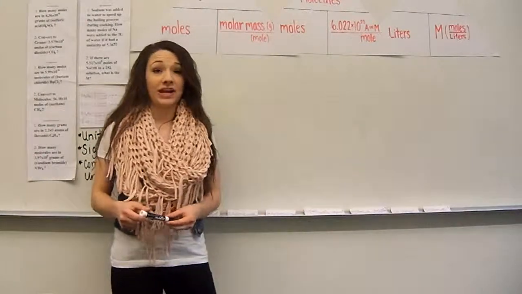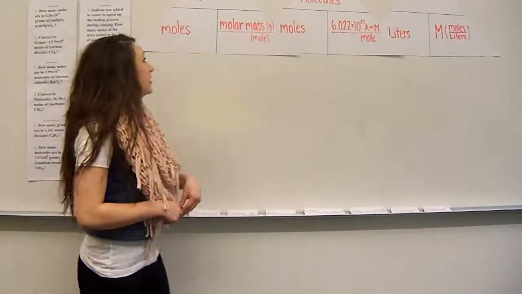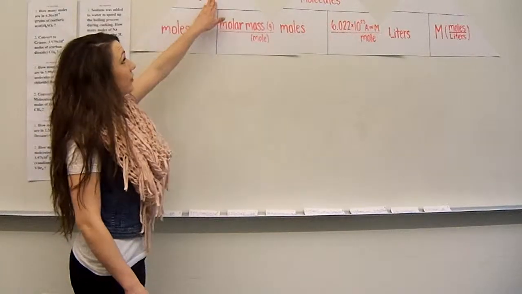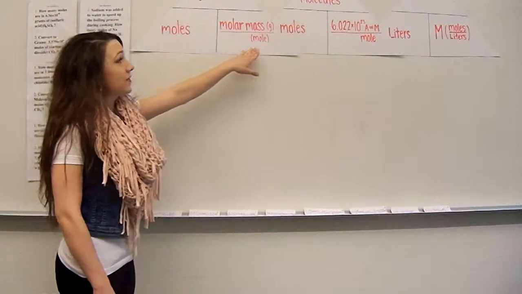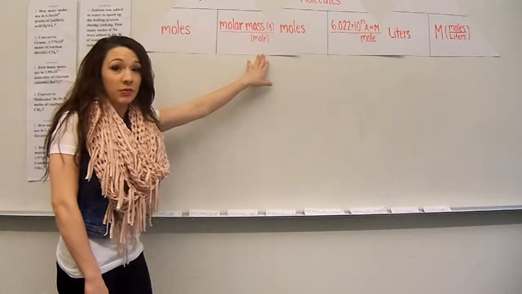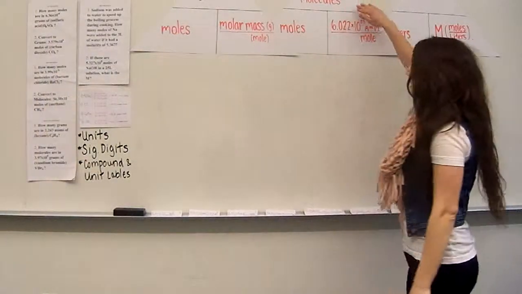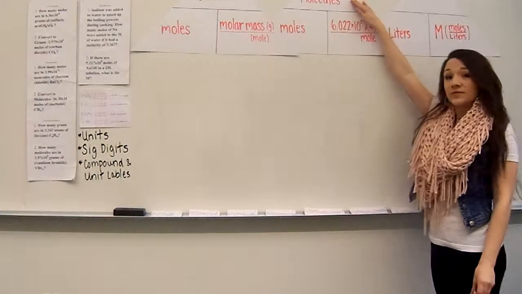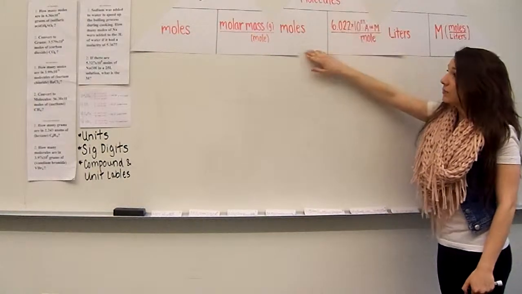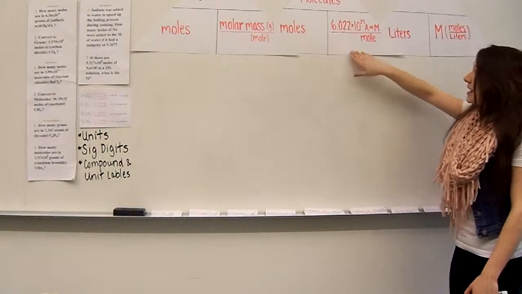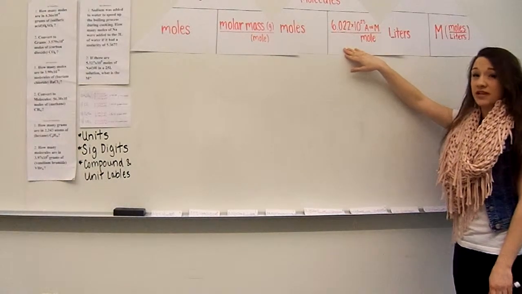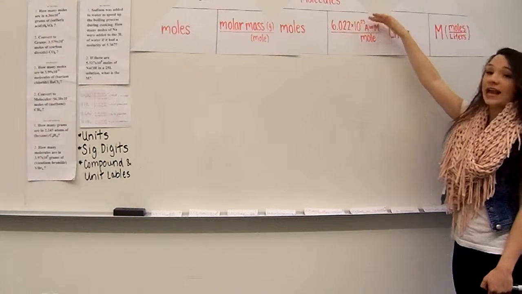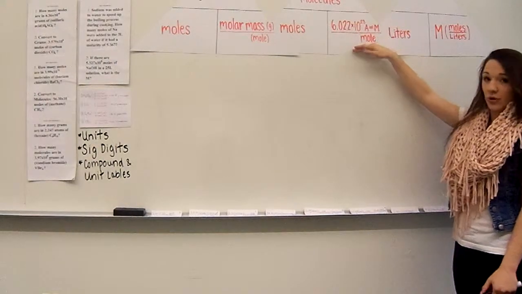Here are two of the three magic triangles I have been referring to. On this first triangle, we have grams at the top, and then below there are moles, and next to that there is molar mass, which is given in grams per mole. The second triangle has either atoms or molecules at the top, moles at the bottom, and next to that is a constant, which is 6.022 times 10 to the 23rd, which is given in atoms or molecules per mole.